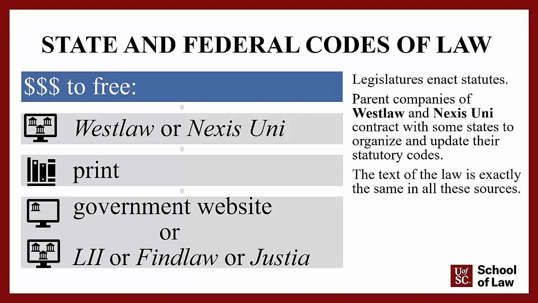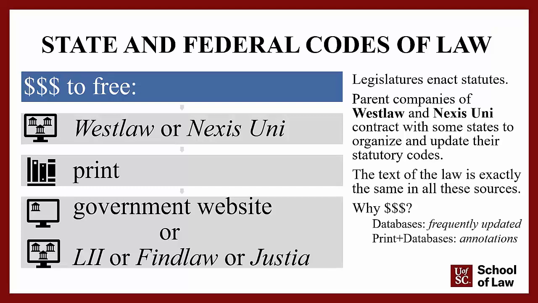The text of the law is going to be exactly the same in all these sources. Now, it might be updated as of a different date, but if you get the same date across each of these sources, the text of the law should be exactly the same. So why would you pay more? Databases tend to be more frequently updated. There are only some government sources that are updating frequently. Other government sources are based on print, and so they're waiting until all of those changes can be made in a big batch in print, which leaves you with a very out-of-date code.